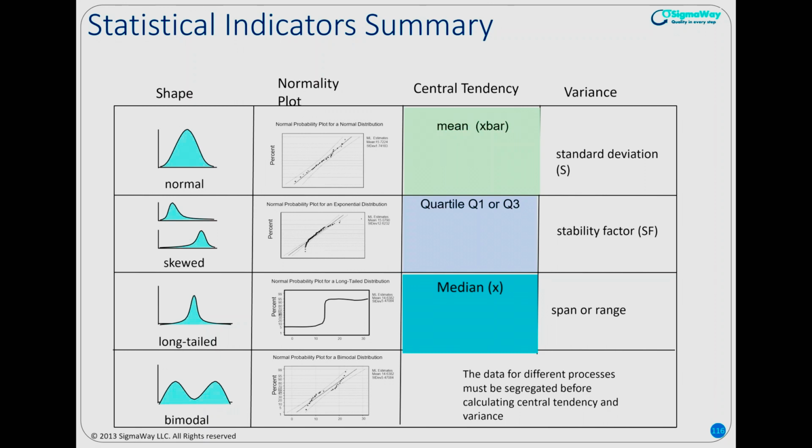In case your data is long-tailed, you will use median as your central tendency and span or range as your variance. Range, as we talked about before, is calculated as maximum minus minimum. How is span calculated? A lot of times your data set has extreme values, and span is a measurement to calculate variance by ignoring those extreme values.